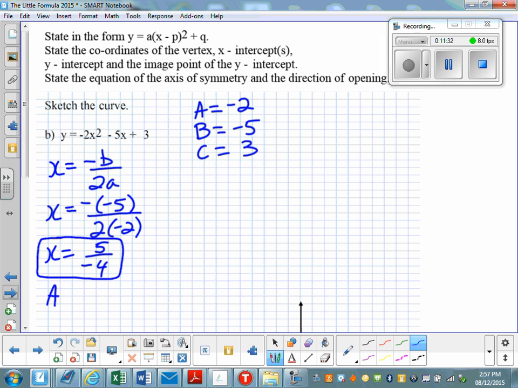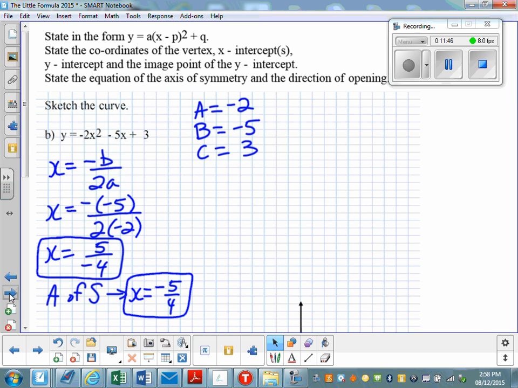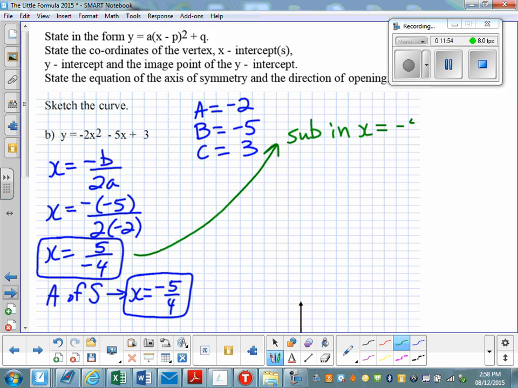And really, once I get there, that equation is my axis of symmetry. So my axis of symmetry is x equals -5 fourths. So there's my axis of symmetry right off the bat. And then I'm going to take this. I need to find the y value of the vertex. So I plug that into the equation, y equals -2, and then -5 quarters squared minus 5 times -5 quarters plus 3.